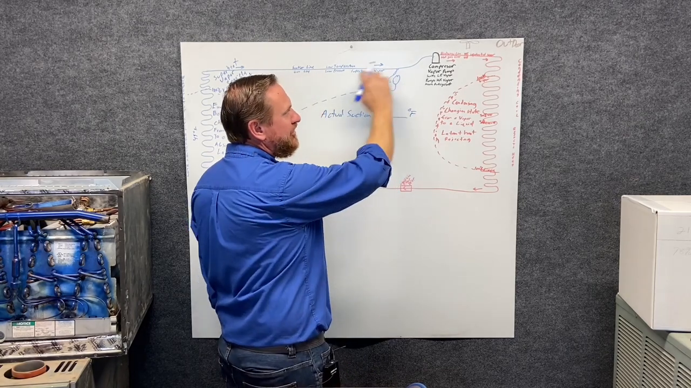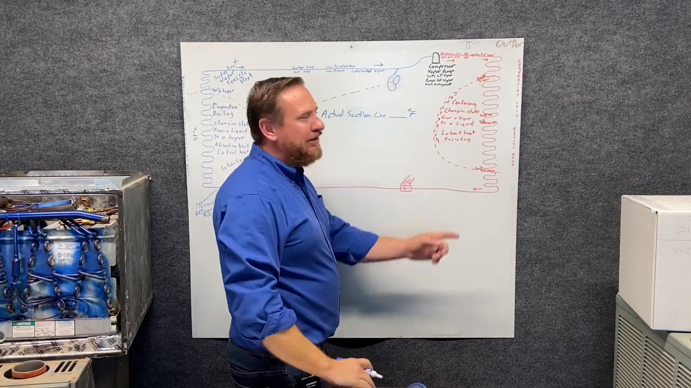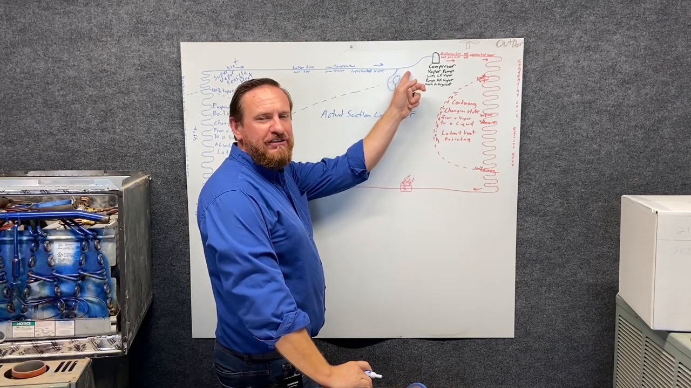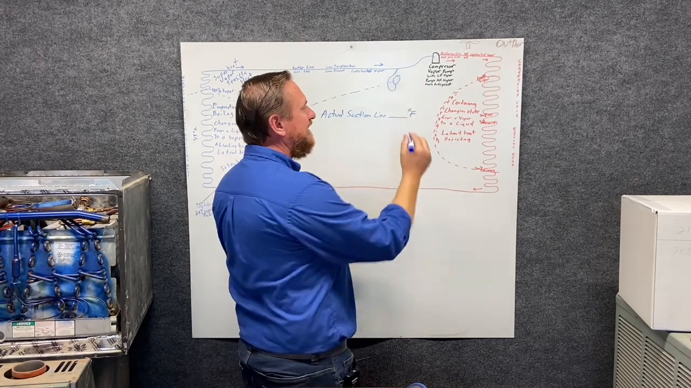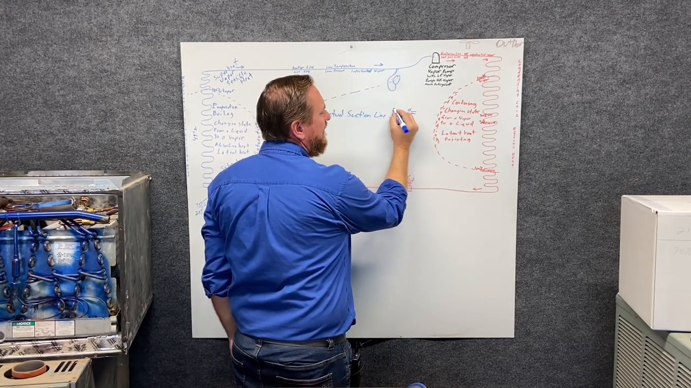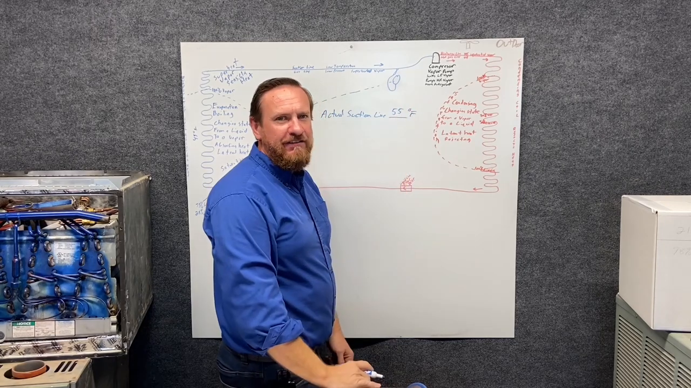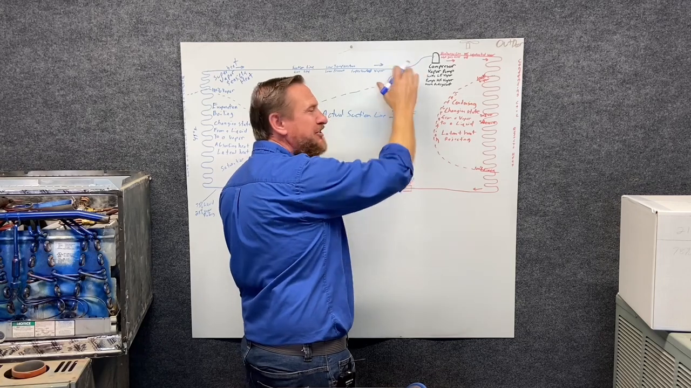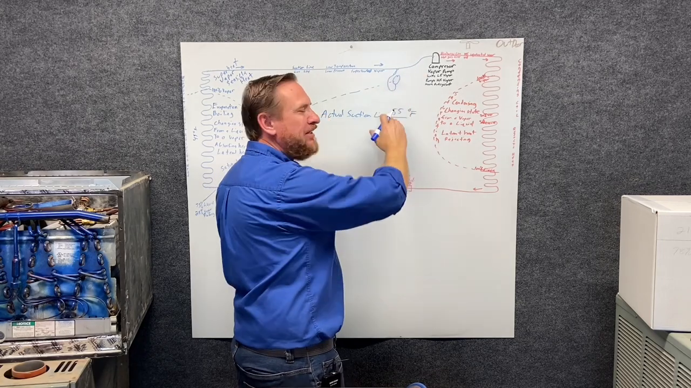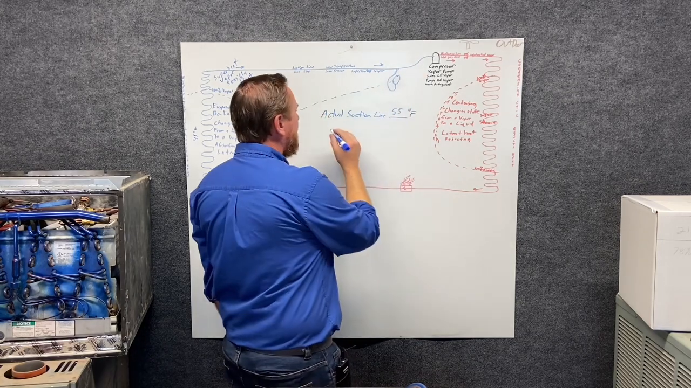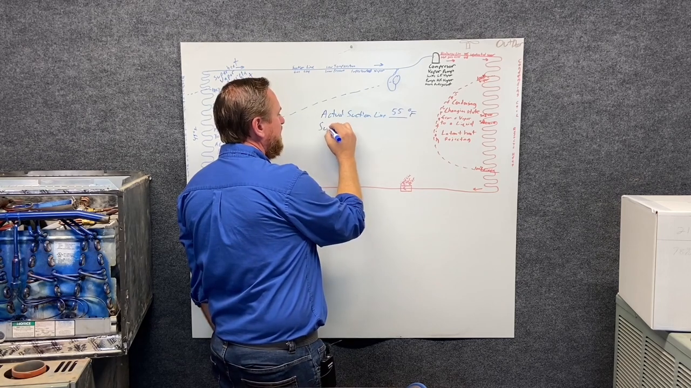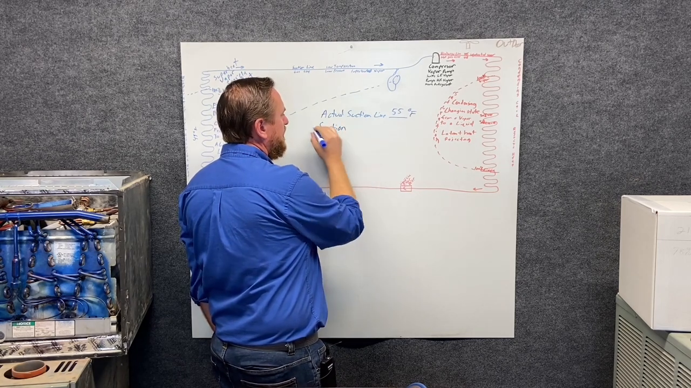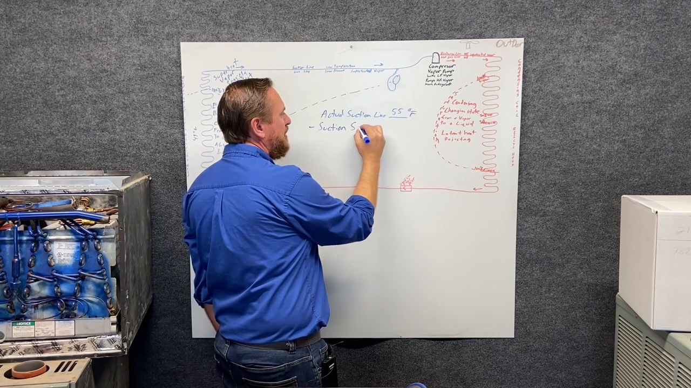So here's my suction line, and we're going to do this a little bit later, but we're going to get a thermometer on the suction line and record that temperature. Let's say that temperature is 55 degrees Fahrenheit. So we put a thermometer on the actual suction line. We can touch it. We can actually touch it. We put a thermometer on it, 55 degrees. The next part of our formula, suction minus suction saturated.